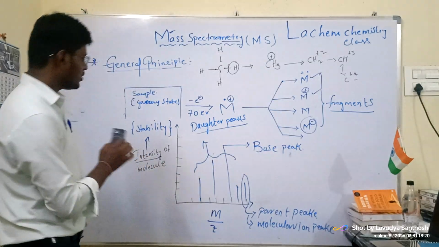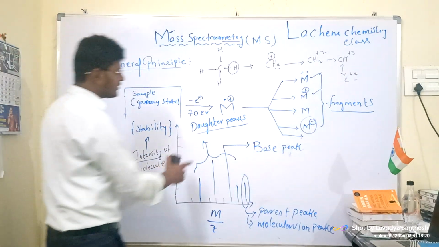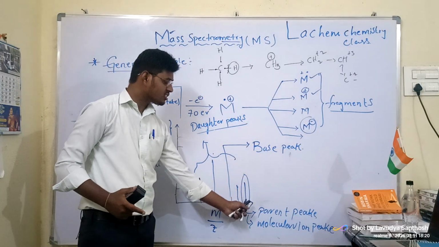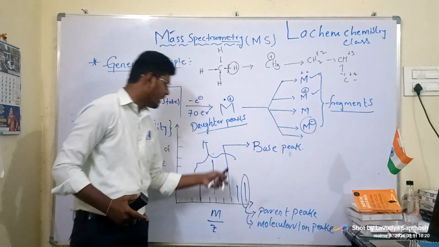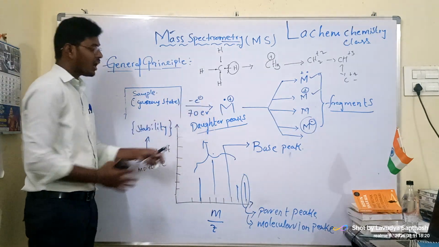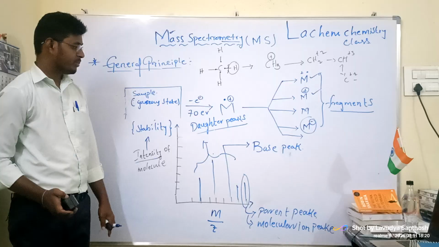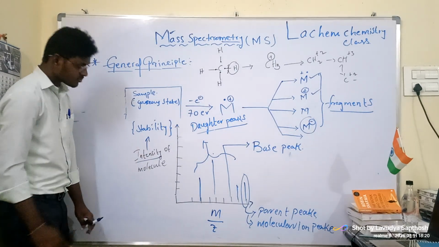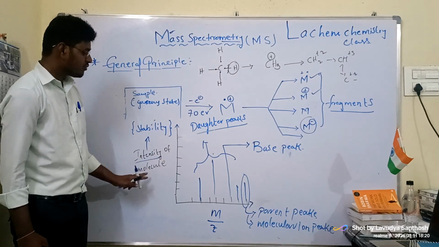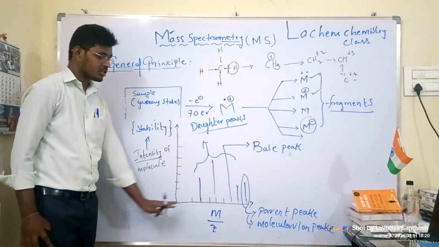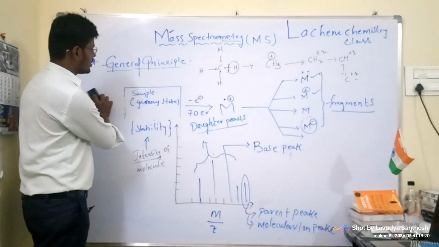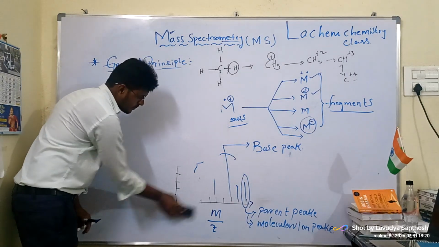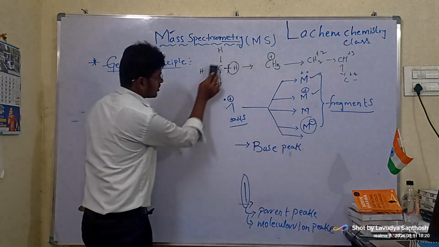Now, up to here you are clear. The higher peak is known as the base peak, the last peak is known as the parent peak, and all the other side peaks are known as daughter peaks. So that is what you have to identify. This plot is intensity of molecule versus mass by charge ratio. Hoping that you understood this.